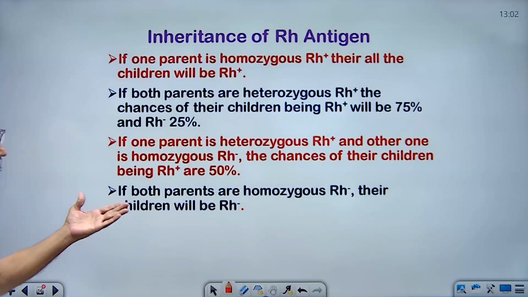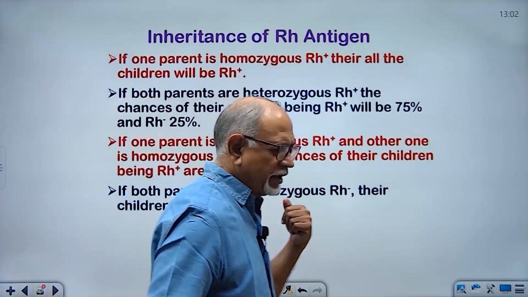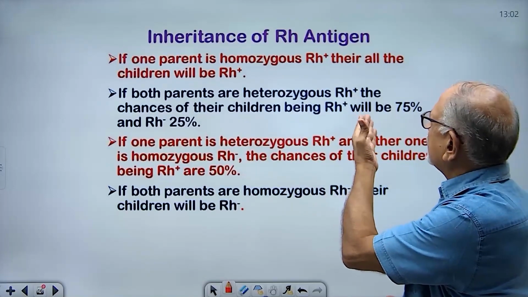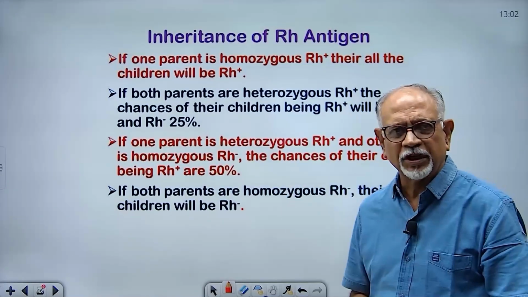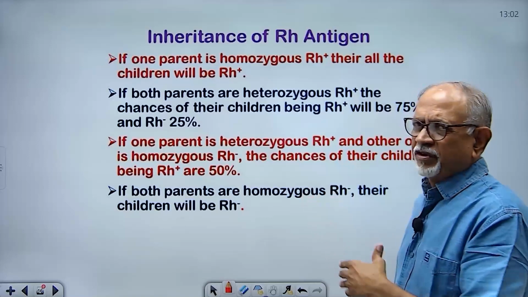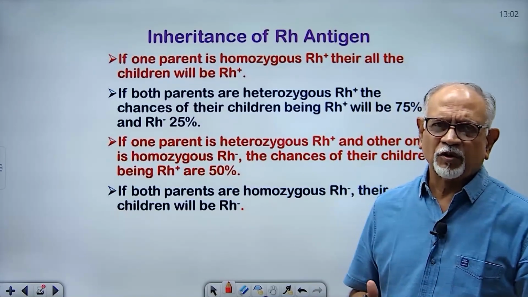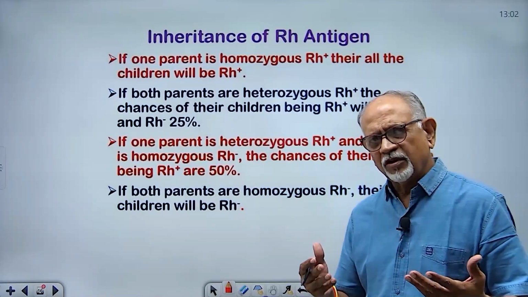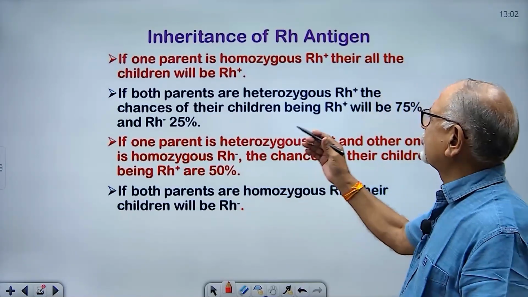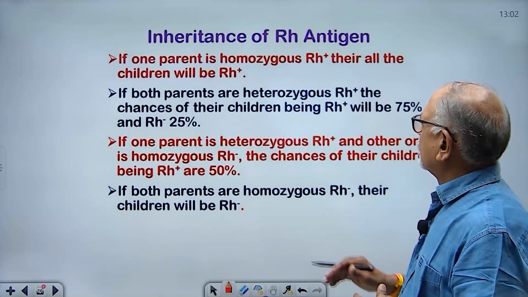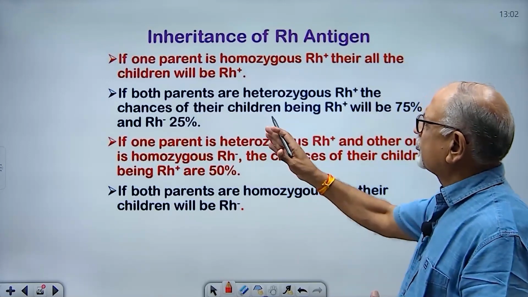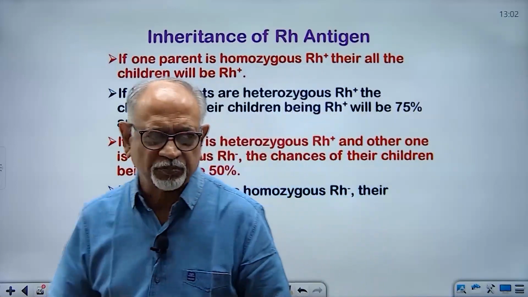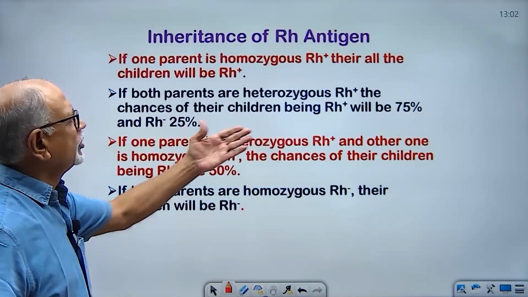Now, same thing is given here. If one parent is homozygous Rh positive, then all the children will be Rh positive. That means if the male is Rh positive and the female is Rh negative, then all the children will be Rh positive. If both parents are heterozygous for Rh, the chances of their children being Rh positive will be 75%.